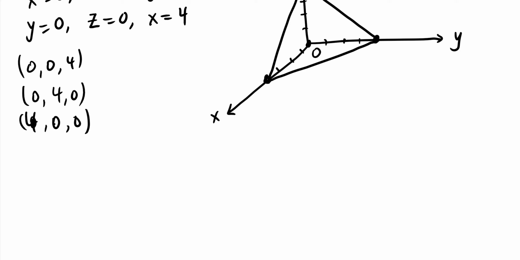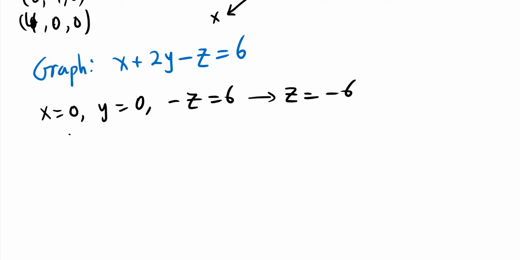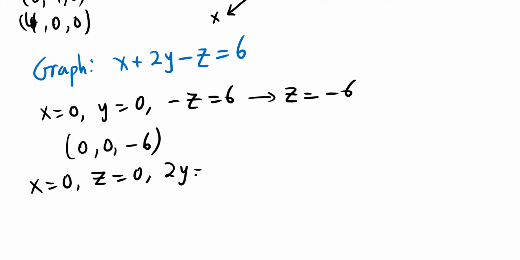Let's look at another graph. Try to graph a different one. Say x plus 2y minus z equals 6. How are we going to graph this? Again, the same procedure. We set x 0, y 0. We get negative z equals 6, and z is negative 6. So that gives me a point 0, 0, negative 6. If x is 0 and z 0, we get 2y equals 6, so y is 3. So you get 0, 3, 0.